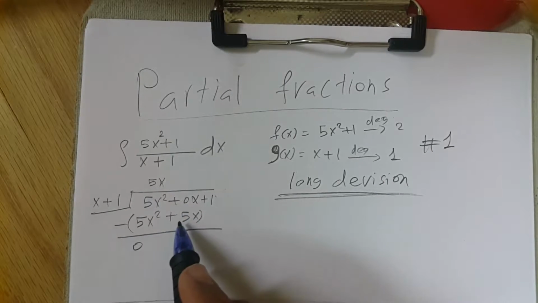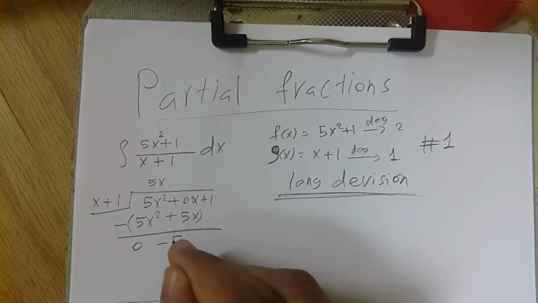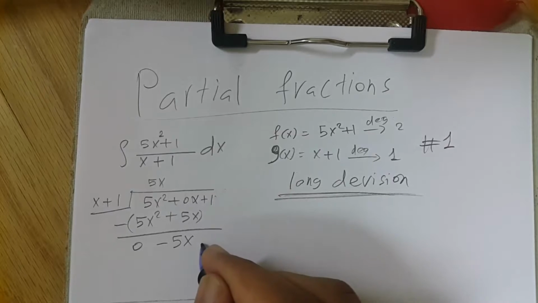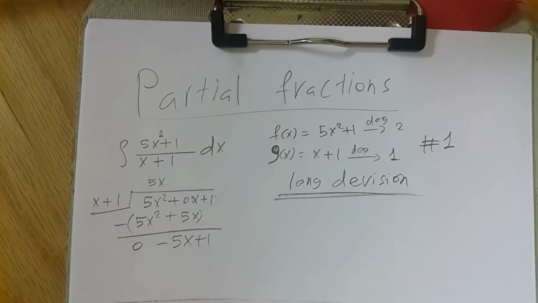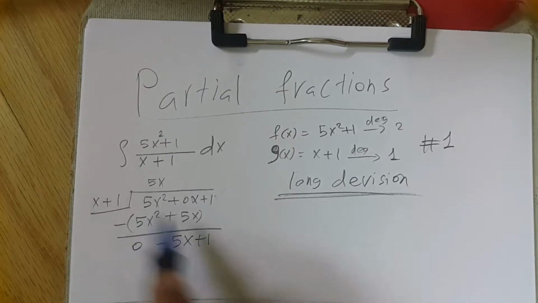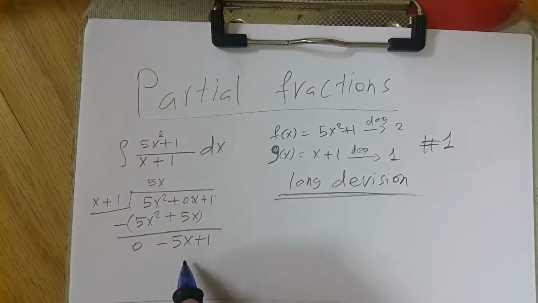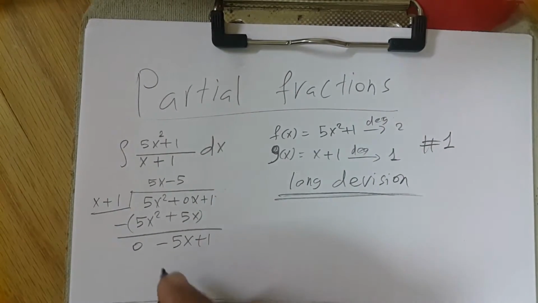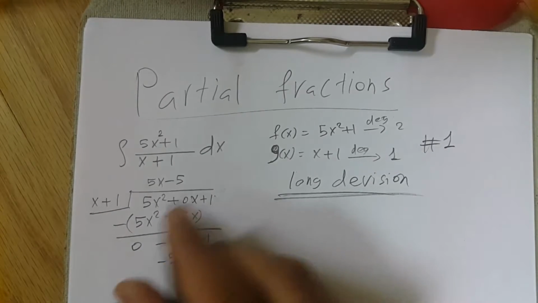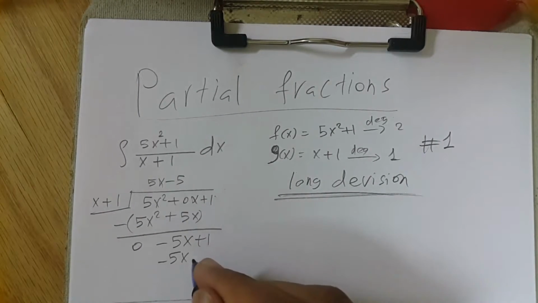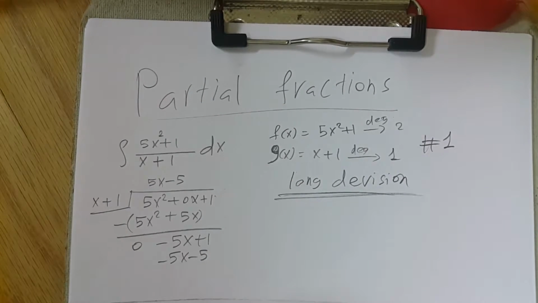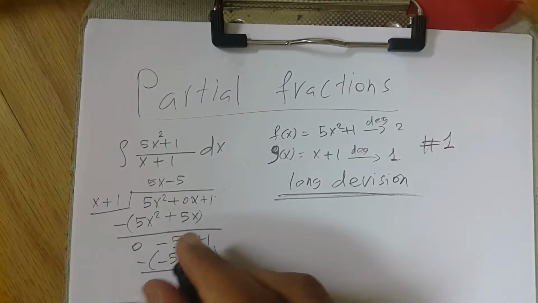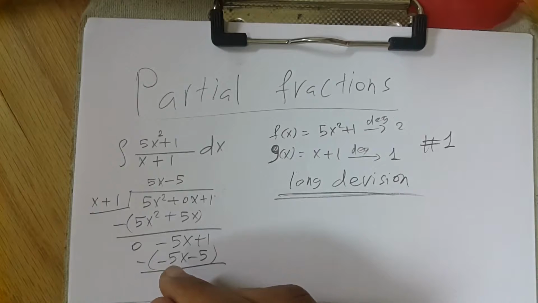So this will be 0x minus 5x, which is negative 5x. And this will be 1 minus 0, or you can just bring the 1 down, so it will be plus 1. Now, can I multiply x by something to get negative 5x? Yes, I can, which is negative 5. This gives me negative 5x minus 5. If I subtract now, negative 5x minus negative 5x will be 0.